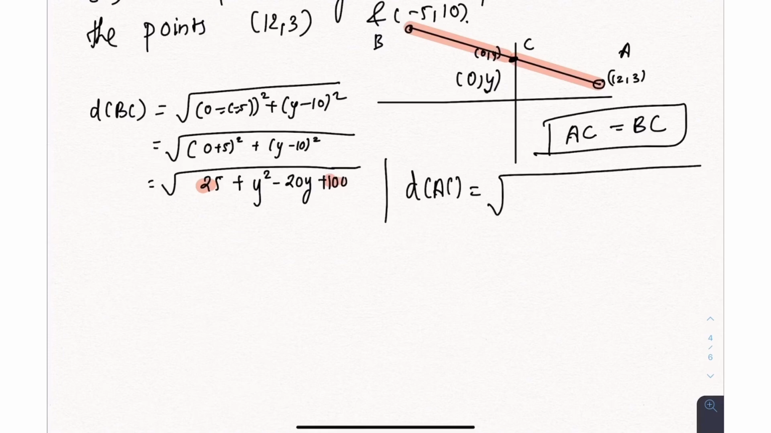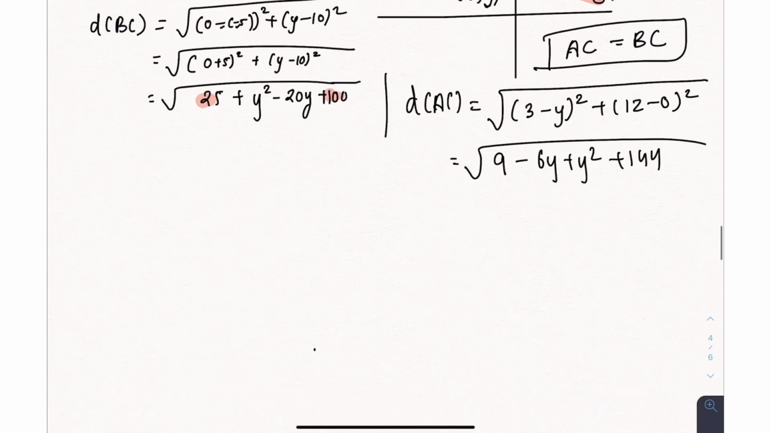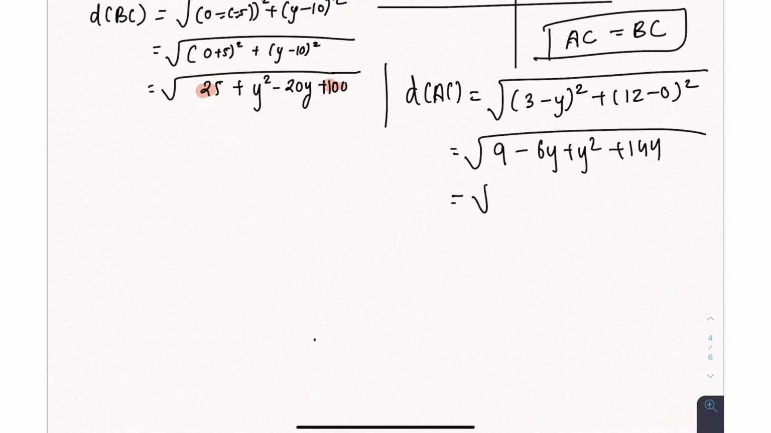is equal to, use the same formula, root of, now x2 in this case is 3 minus y the whole square plus (12 minus 0) the whole square. So when we expand the bracket, what is 3 square? 9, minus 3 into 2 is 6y, plus y square, plus 144. If you want, you can simplify it as y square minus 6y plus 153.